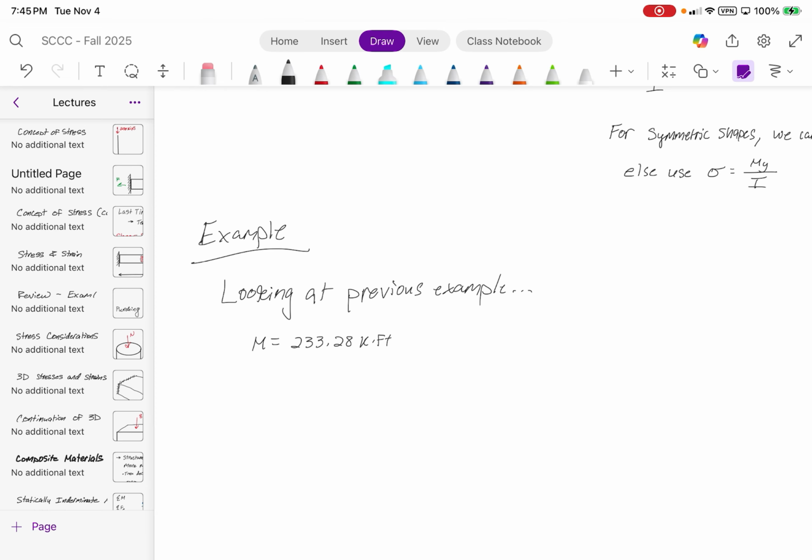Now, what's a common strength for steel? You guys remember from your packets, let's say this is A992 steel. What I want you guys to do is determine the minimum size W shape needed to support the load. Let me know when you guys want me to continue.